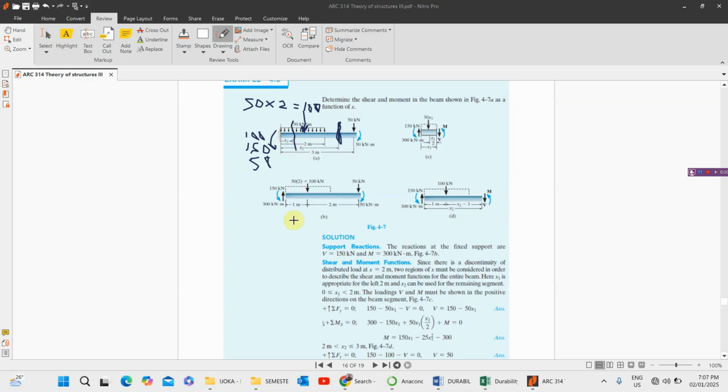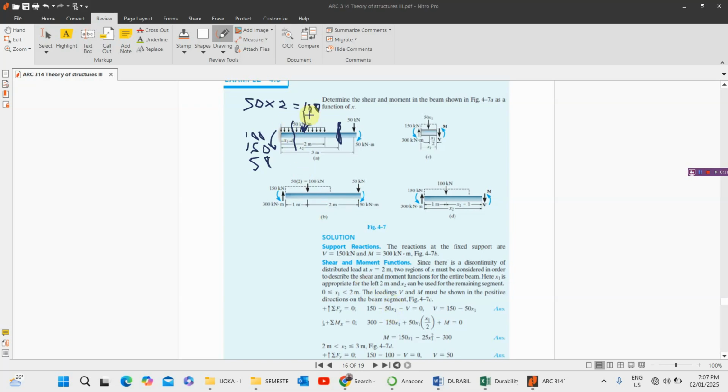However, to express the shear force based on x1 now, we can say, okay, summation of forces along the y-axis, that is both upward and downward forces. Now, summation of forces along the y-axis to be equal to 0, equals 150, minus 50 times x, whatever x1 we are cutting, 50 times x1. If we are cutting the x1 in any position, it will still cover 50 times x1.